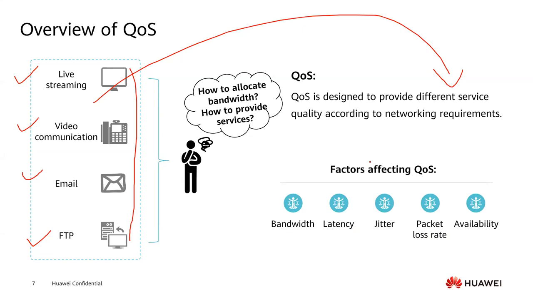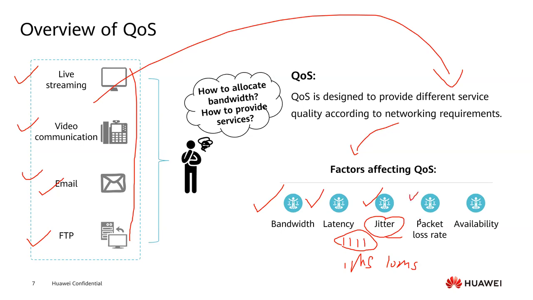Okay. Basically, for all kinds of software and different services, we can divide the requirements into five factors. First is the bandwidth. Different services have different requirements for bandwidth. Another is latency. And then jitter. Jitter means, for example, the latency is 1 millisecond, and later the latency becomes 10 milliseconds. So jitter means your latency is not stable.